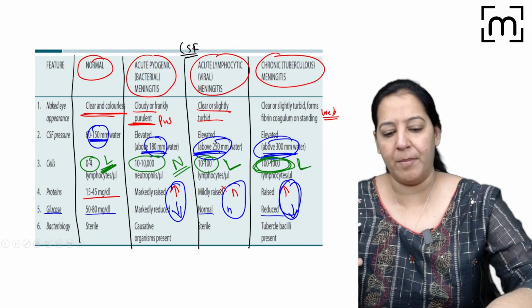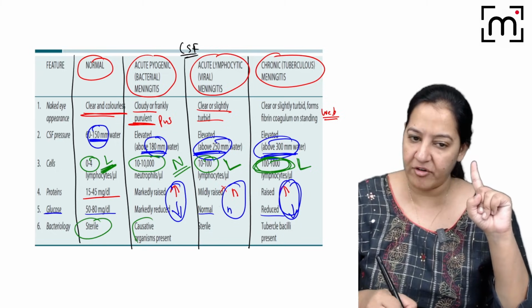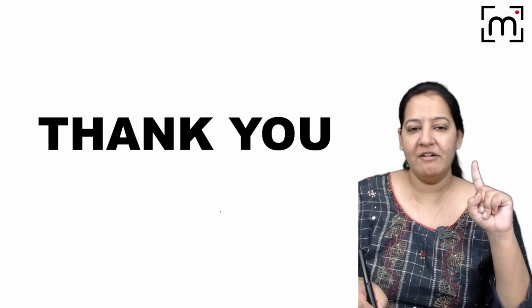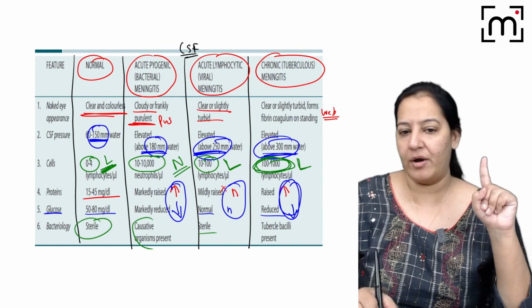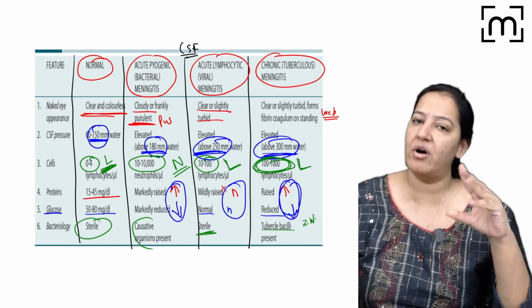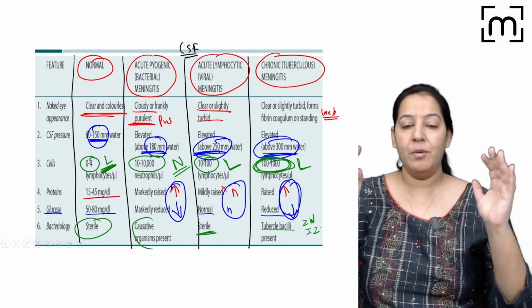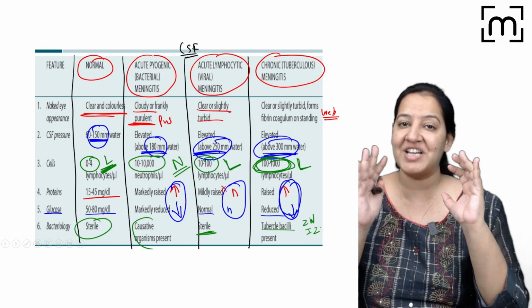In the end, you have to apply the special stains. Normally it's sterile, but here on Gram staining you will find the organism. In the viral one, you will not find any organism. And in the chronic one, you will do ZN stain for Mycobacterium tuberculosis and Indian ink preparation for Cryptococcus. So based on this, you can make out the type of the meningitis.